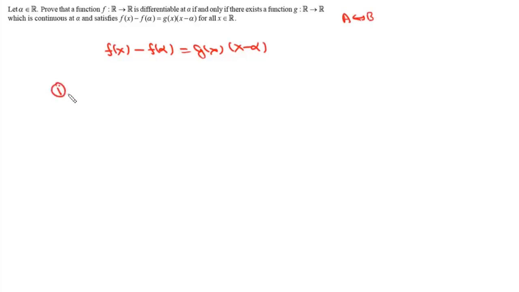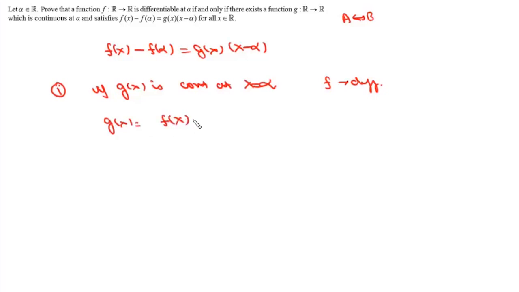In the first part, we'll prove that if g(x) is continuous at x equals alpha, then f is differentiable at x equals alpha. Now if we write g(x) is f(x) minus f(alpha) upon x minus alpha.